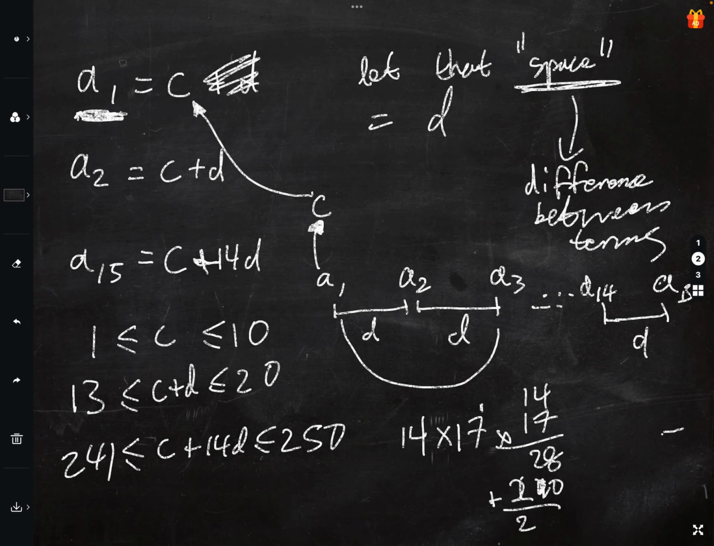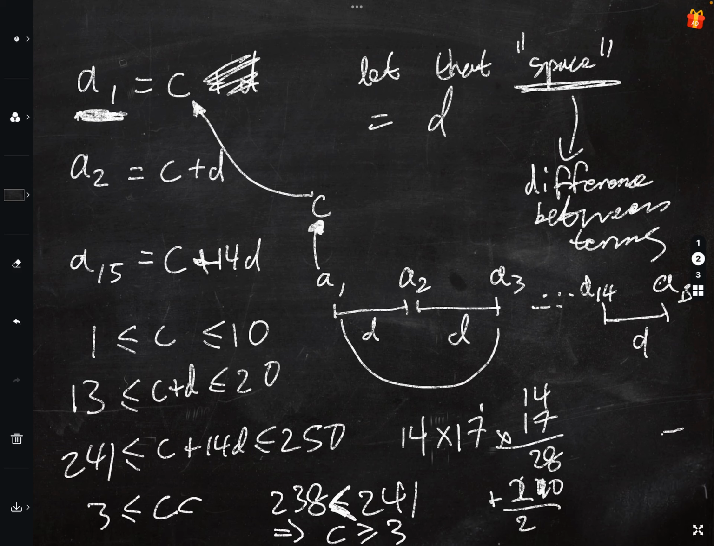Actually, we need to understand that even though 238 is less than 241, that just implies that C must be greater or equal to 3, right? And also, what's important is that we have our upper boundary, which is that C is greater than or equal to 3 but lesser than or equal to 12, because 12 plus 238 is equal to 250, and 3 plus 238 is 241, which is exactly the two boundaries here that we are looking for.